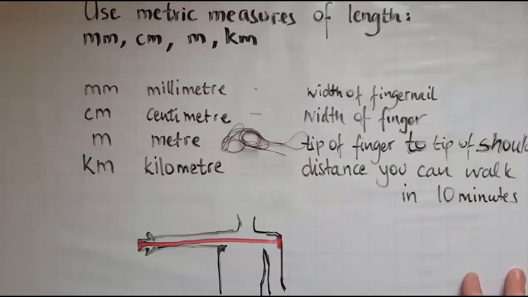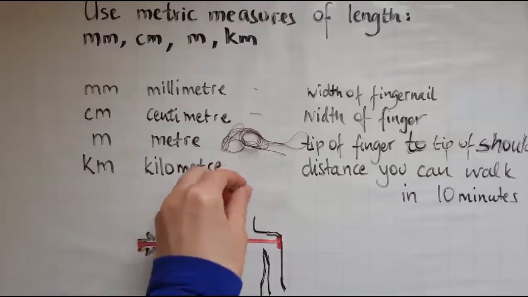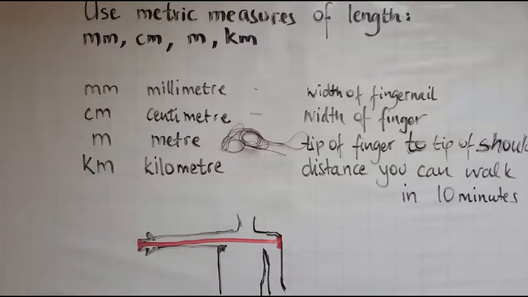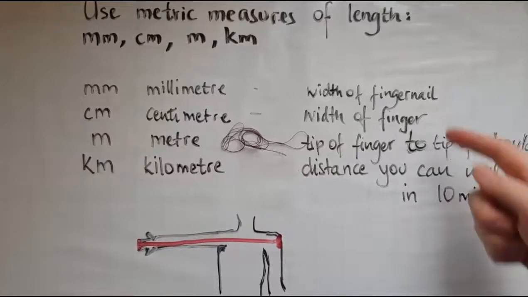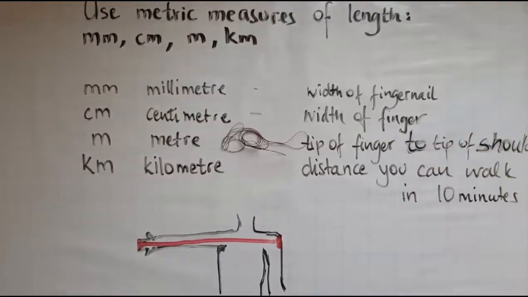So the distance you can walk in about 10 minutes. If you walk at a normal pace for about 10 minutes, that's how long a kilometer is. So it could be perhaps the distance from your home to the nearest shop, or to a school, or to the GP, to the doctors. So that is about the distance of 1 kilometer. These clues that I've given you would help you estimate how long something is, or what is the distance between one place and another.